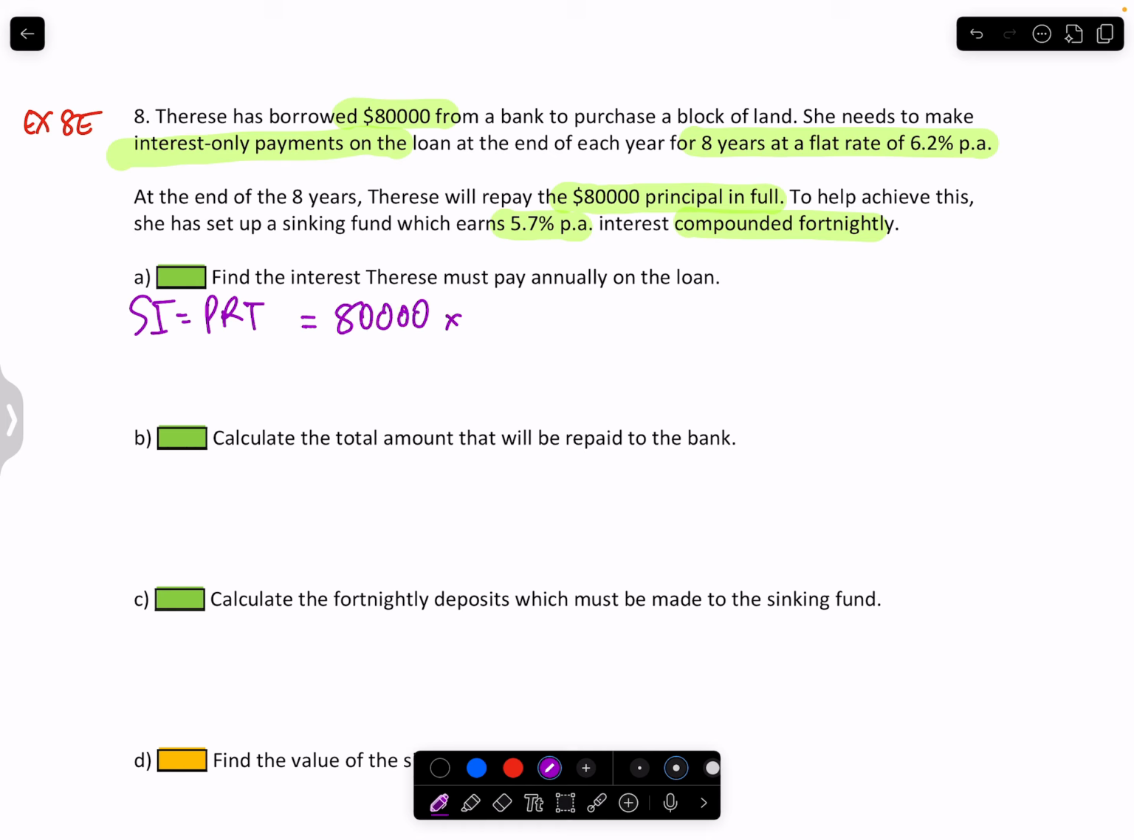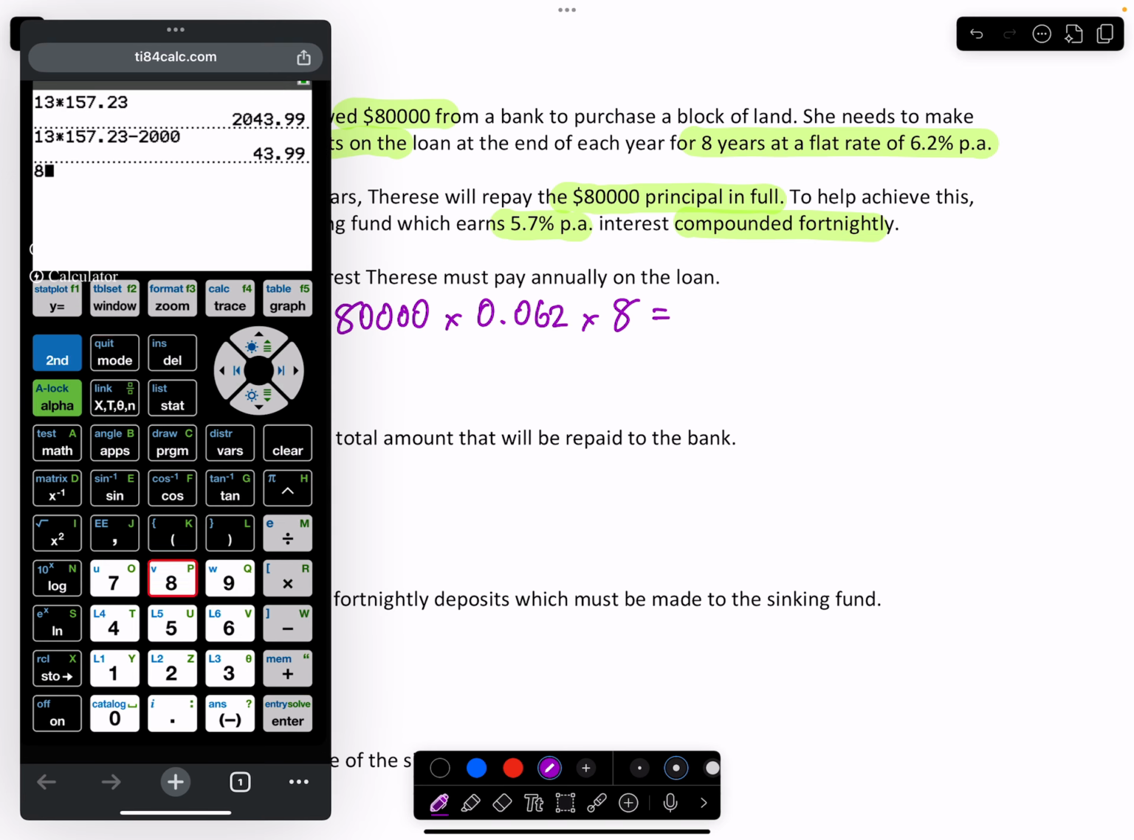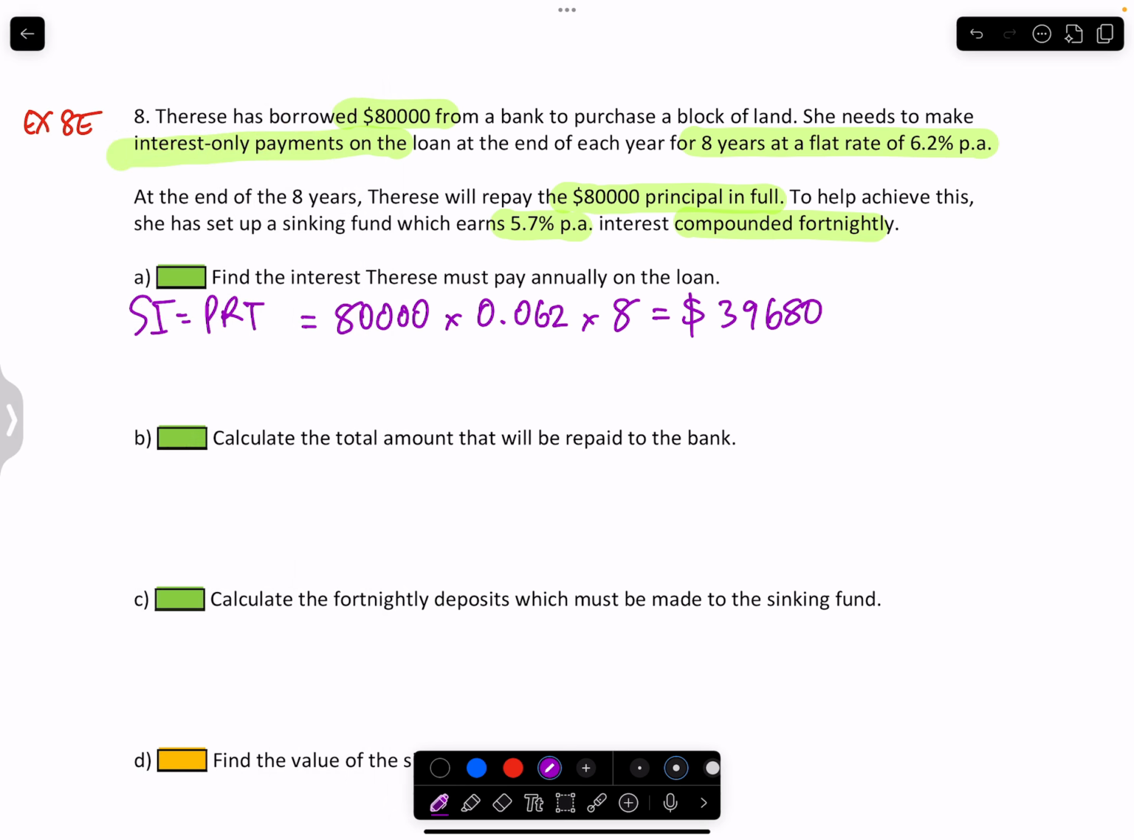The rate was 0.062 because 6.2%, times by the time in years, which is 8. Second quit, 80 grand times by 0.062 times by 8. So she's going to owe $39,680 overall, but we want to know what she pays annually.